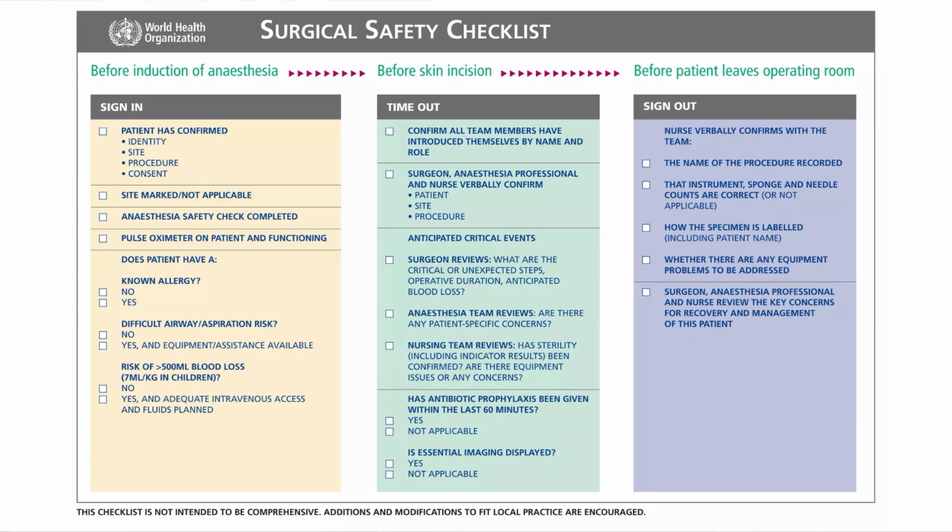Then the surgeon, anesthesia professional and the nurse review the key concerns for recovery and management of this patient, like if the patient is going to the recovery or there is a need for shifting to the ICU, everything is recorded. So this should be followed for every surgery so that we can take good care of the patient, and there can be communication with all the people in the theater for a better patient recovery as well. So this is about the WHO surgical safety checklist.